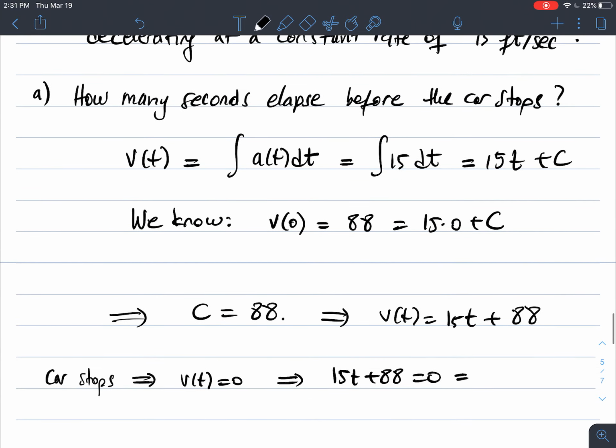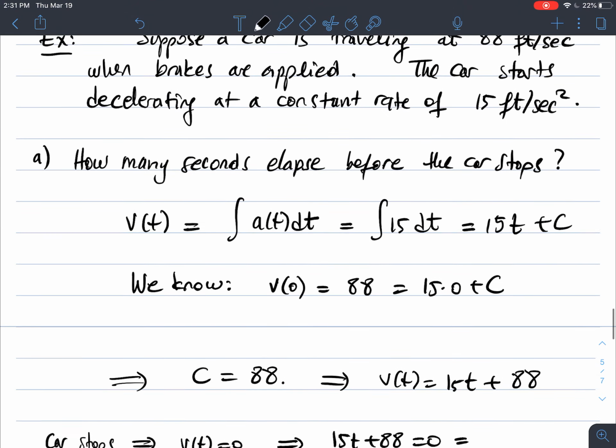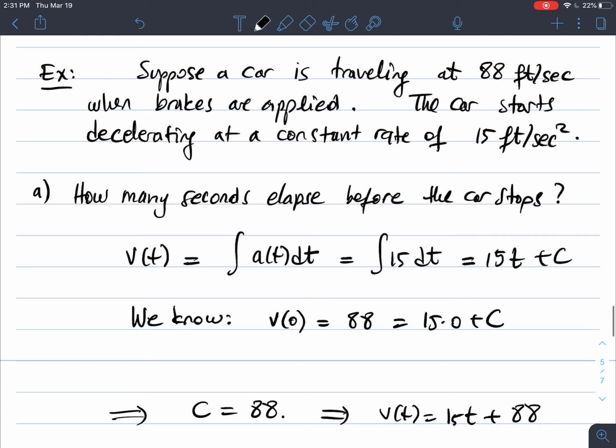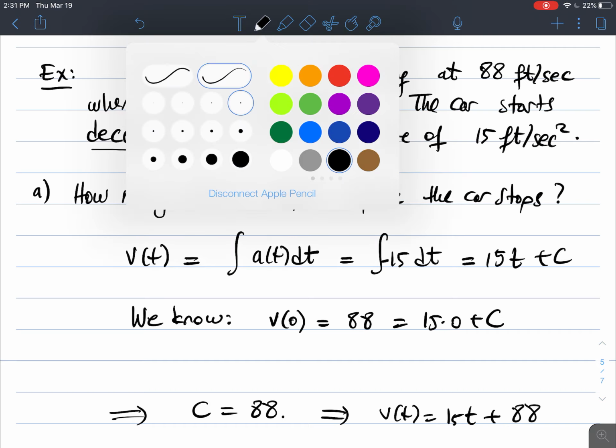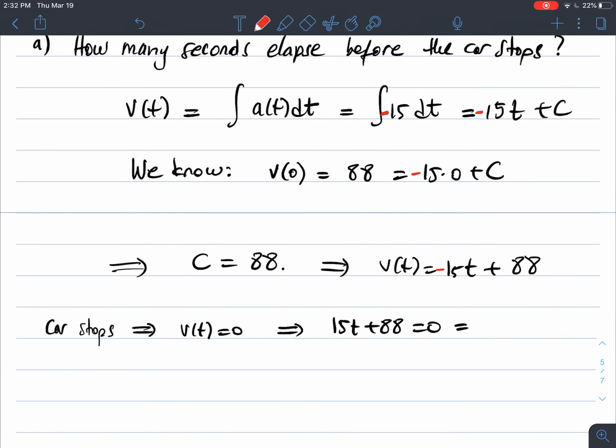Okay, so I think I made the same mistake again here. Let me go back a little bit. Since the car is decelerating, this should be negative 15. So maybe I should make that red. This is negative, this is also negative, this is negative. So all the 15s become negative. All right, sorry about that. So this is equal to 0.